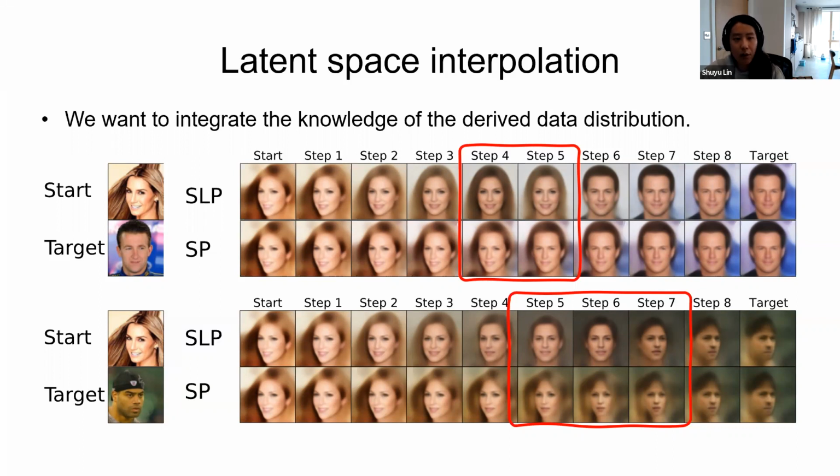Whereas if you go through the linear interpolation, you can see that it definitely lands on a low probability region, because in the middle, it generates data that doesn't look like a real face. This is more severe in this example. So this is the most simple way for us to engage with this data distribution.